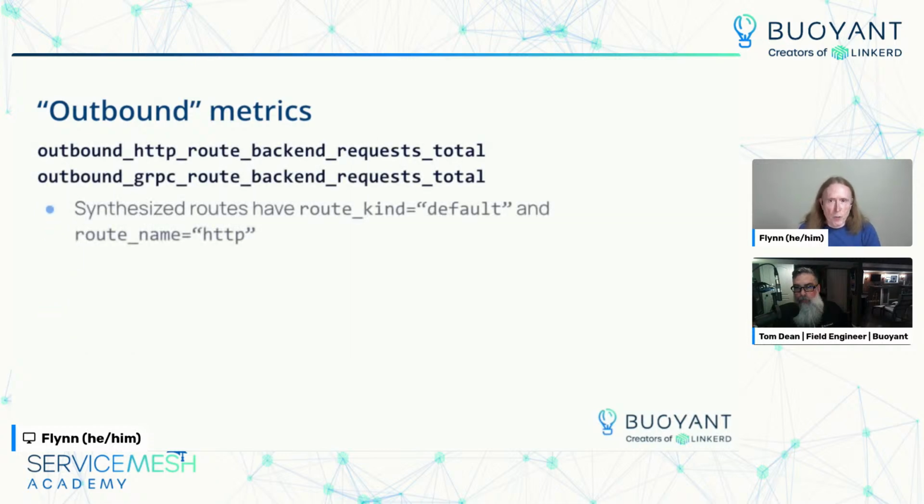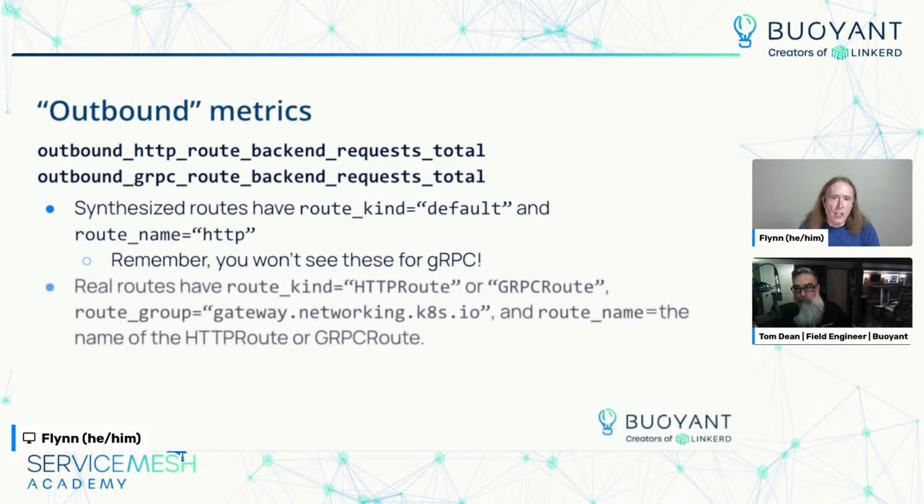Sticking with these two metrics for a moment, the synthesized HTTP routes will have a label for route name HTTP and route kind default. And if you're using a real route, oh yeah, the synthesized ones won't show up for gRPC. If you're using a real route, you'll see route kind of HTTP route or gRPC route. You'll have a route group, gateway.networking.k8s.io, and the route name will be the actual name of the real route. So that gives you a way that you can look to see things like, maybe is all of my traffic to my gRPC route foo failing? That might be a clue, right?